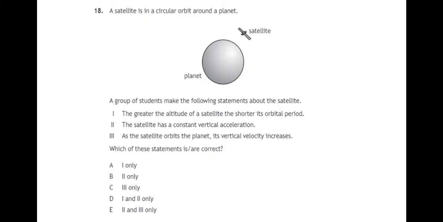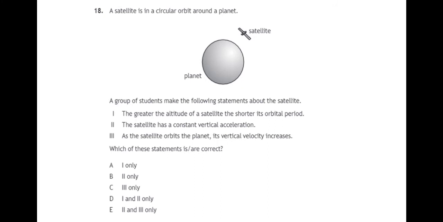Number 18, a satellite is in a circular orbit around a planet. A group of students makes the following statements about the satellite. The greater the altitude of a satellite, the shorter its orbital period. The satellite has constant vertical acceleration, and as the satellite orbits the planet, its vertical velocity increases. Which of these statements is or are correct?